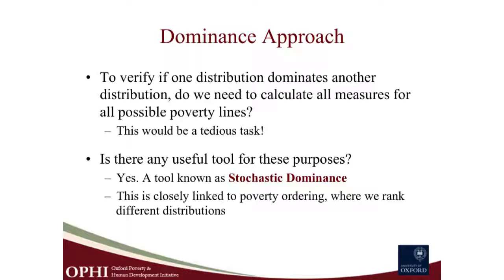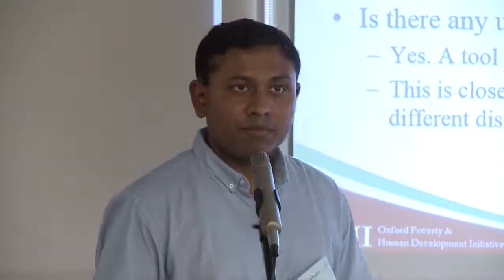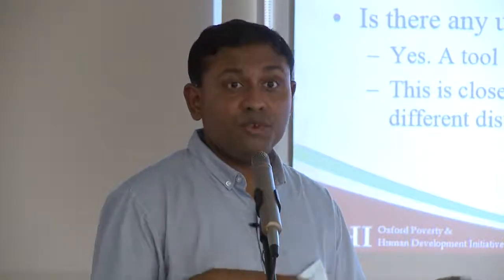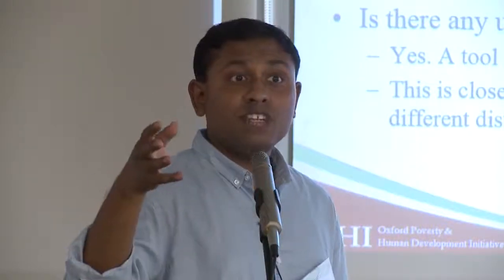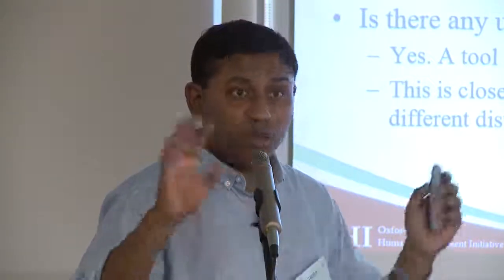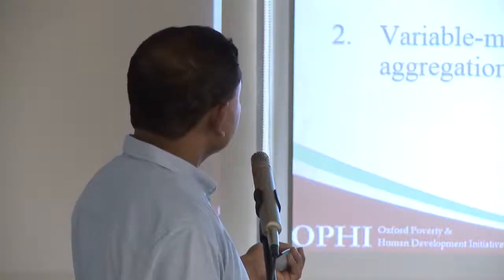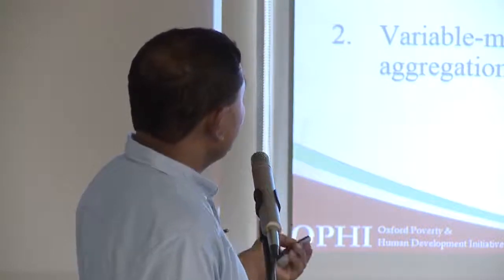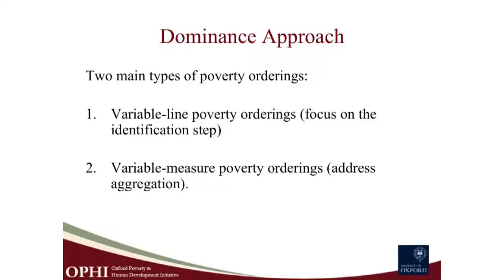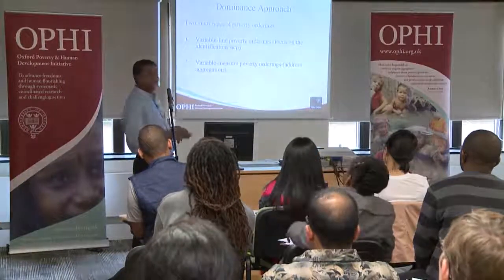This is closely linked to poverty ordering, where we can rank different distributions. That means compare. Here, if we can say that no matter which poverty line you choose, no matter what poverty measure you choose, you can rank these two distributions. Let's see, it's intuitive. There are two main types of poverty orderings or comparisons: variable line poverty ordering, which focuses on the identification step, and variable measure poverty ordering, which addresses the aggregation issue.